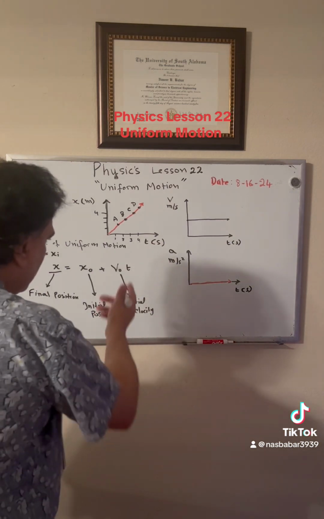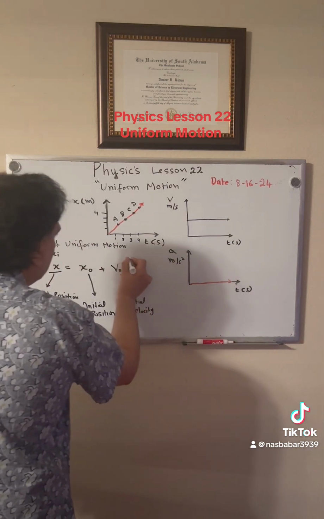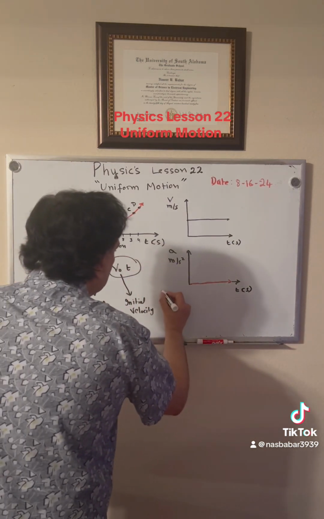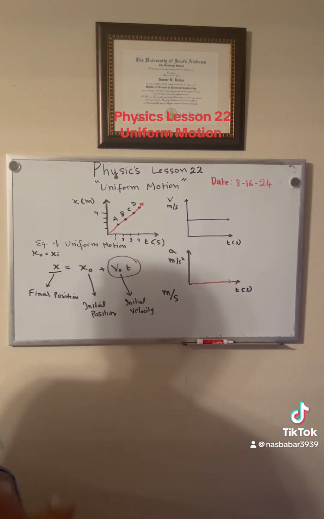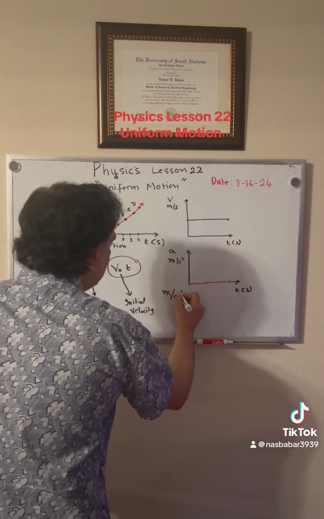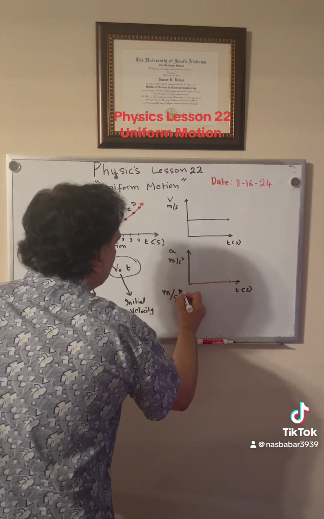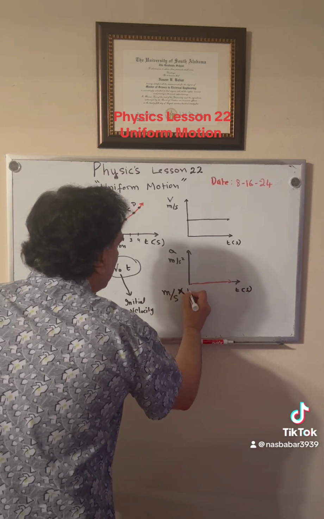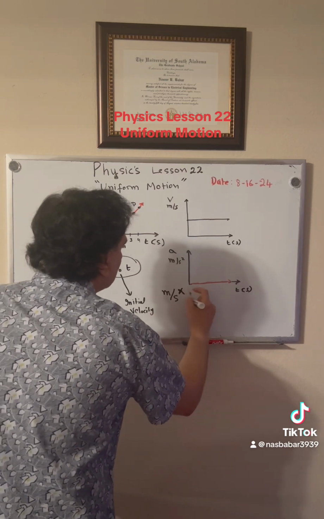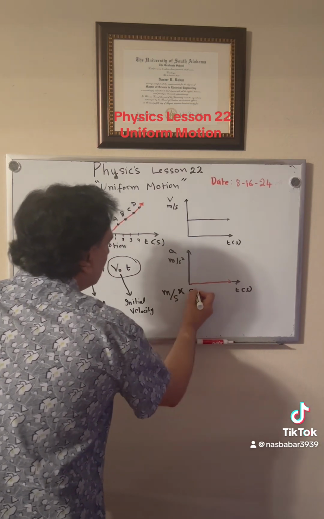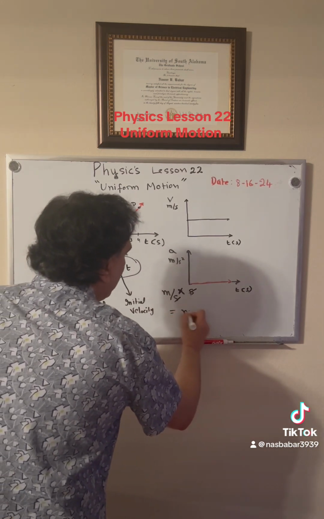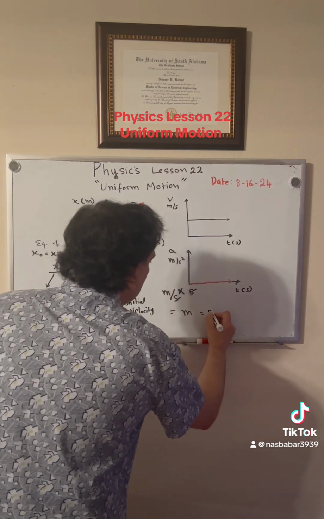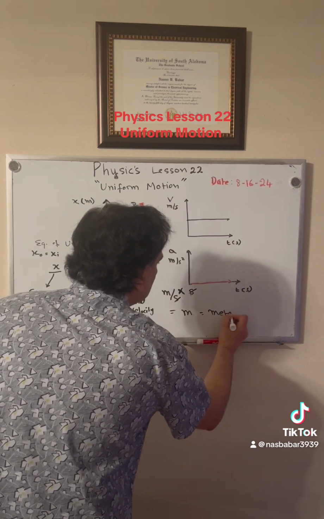And what is velocity? Let's just look at this section. Velocity is meters per second, all right, multiplied by time. And time is also in seconds. Okay. So the seconds cancel, and then your answer is in m, which is equal to meters.